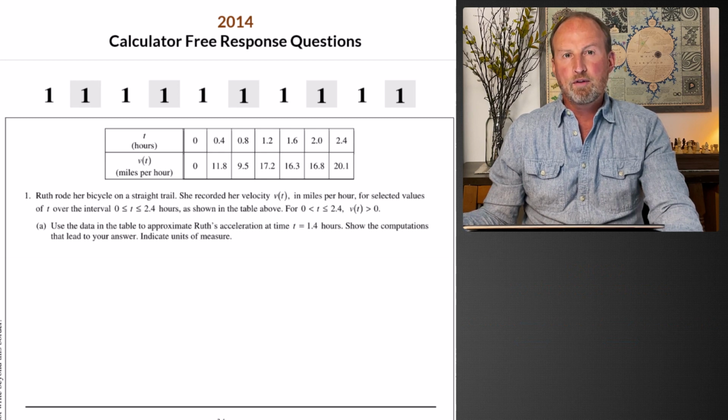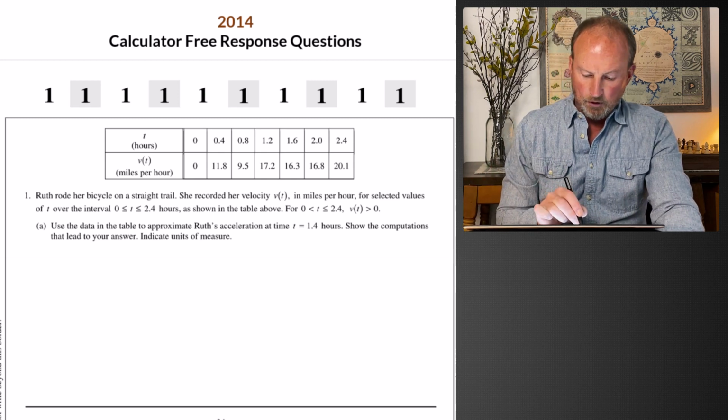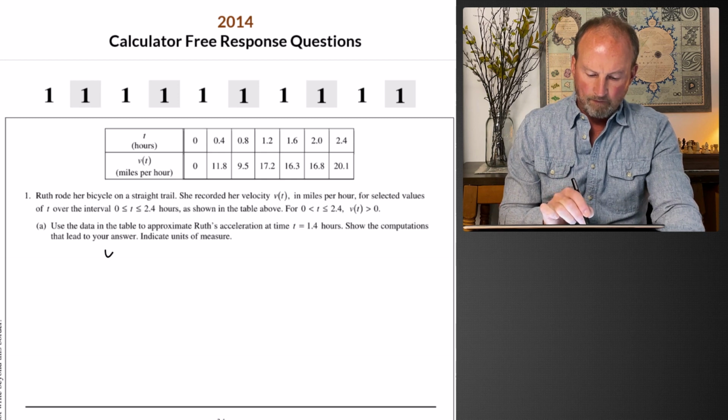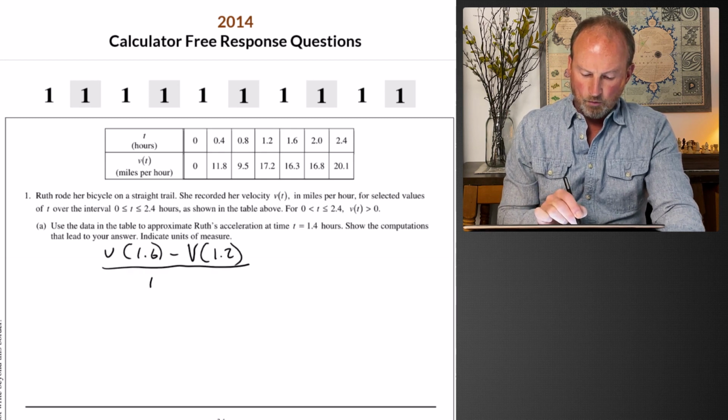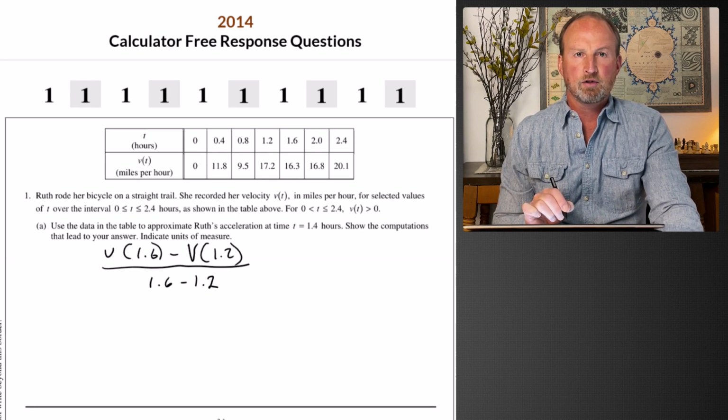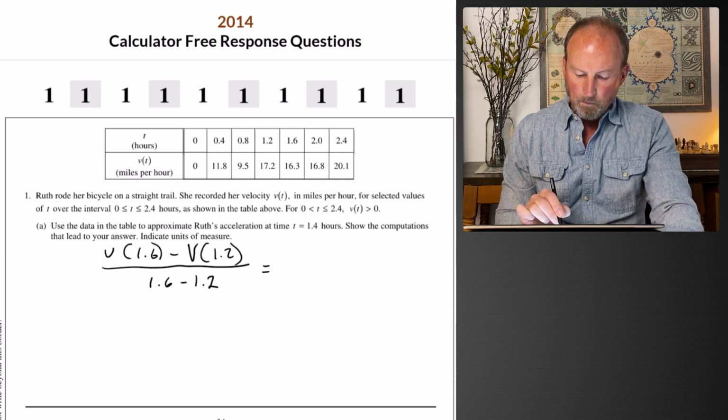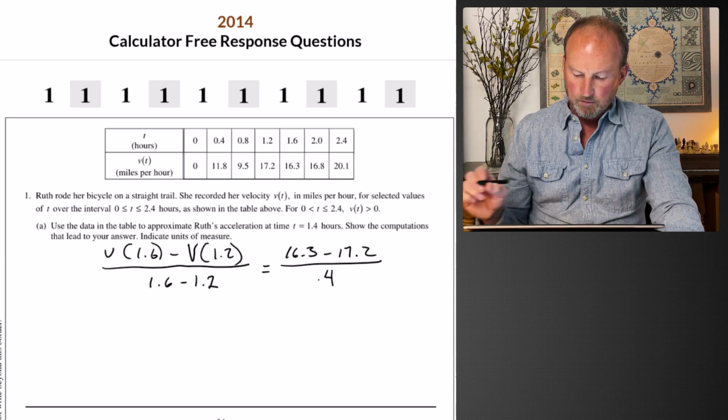Well, I can't really find the derivative if I don't know an equation, so I do the next best thing, and we're going to find the average, or the approximate rate of change. We're looking for 1.4, so I need to bracket the 1.4. So I'm going to go velocity of 1.6 minus the velocity of 1.2 divided by 1.6 minus 1.2. Simply y2 minus y1 over x2 minus x1, the average rate of change. Looking at my table, I get 16.3 minus 17.2 divided by, we can do that in our head, 0.4.